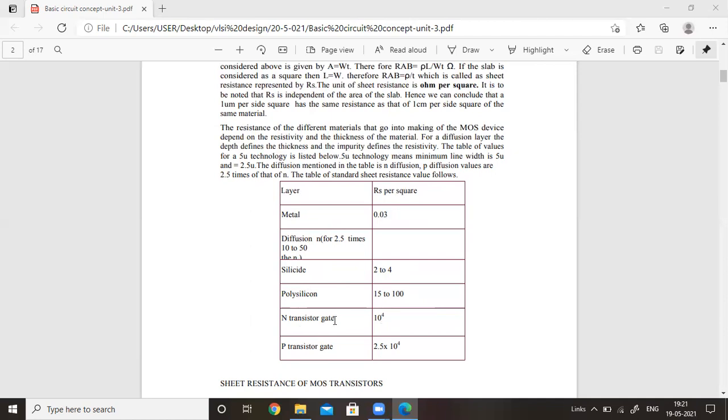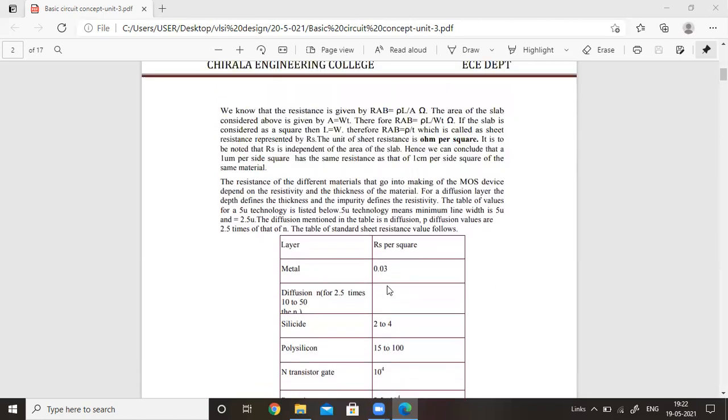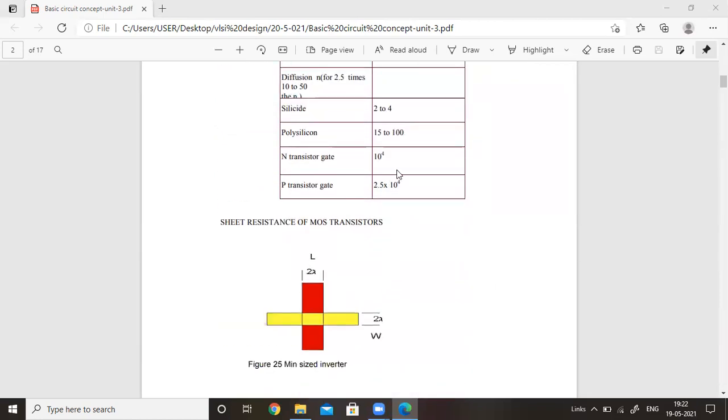Similarly, the N transistor gate has 10 to the power of 4 ohm per square. Just remember, the P-type transistor has a sheet resistance which is 2.5 times the value of the N-channel transistor. That's why you have 2.5 into 10 to the power of 4 ohm per square. These are the sheet resistances of the 5 micrometer technology, right? Like this we are going to find out.